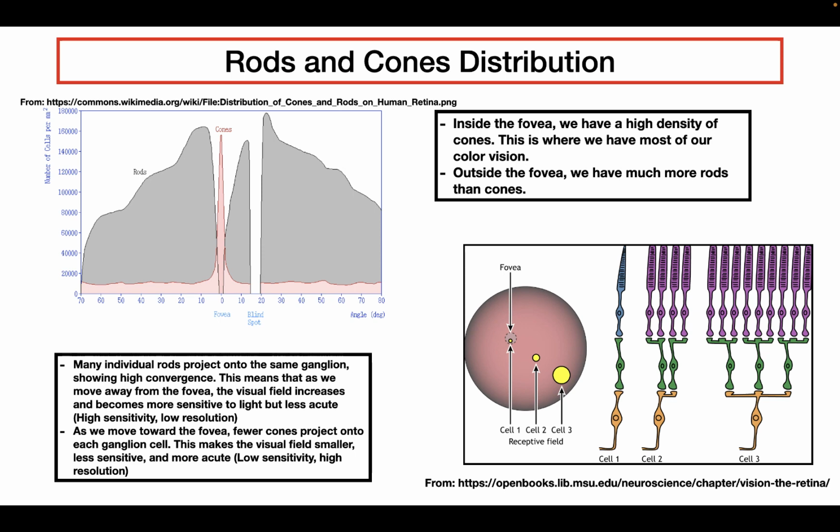But as we move towards the fovea, which causes the receptive fields or visual fields to decrease, we know that the number of cones increases, and what we see is that we get a lower sensitivity but a higher resolution. So as we move from the fovea to the periphery of the eye, sensitivity increases but resolution decreases. And as we move from the periphery of the eye to the fovea, resolution increases and sensitivity decreases.